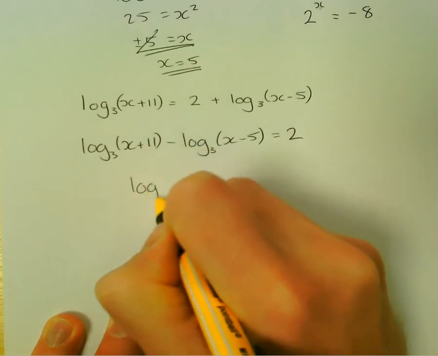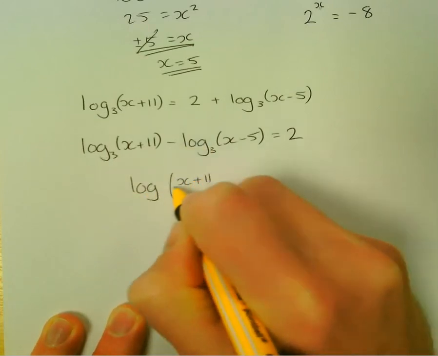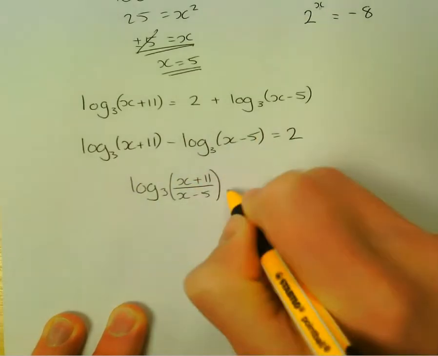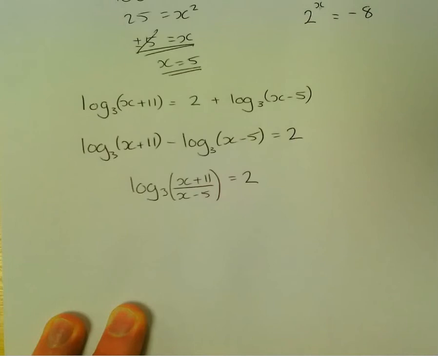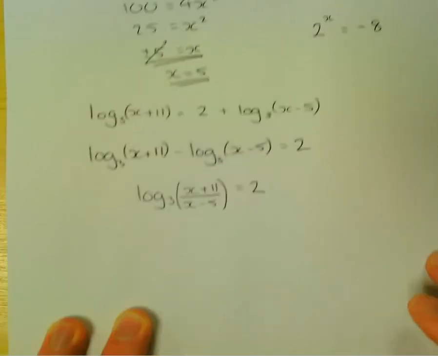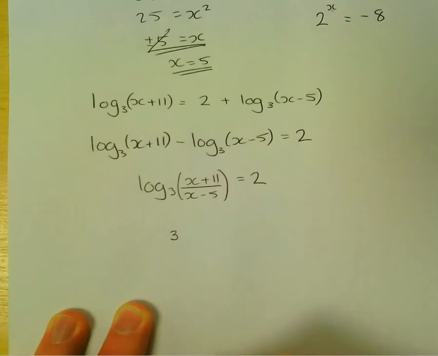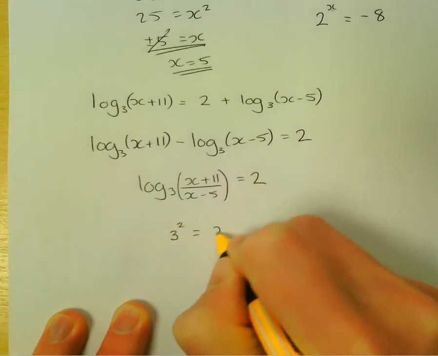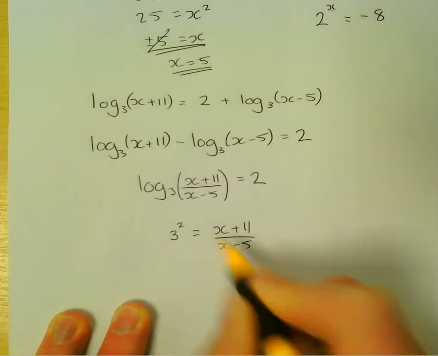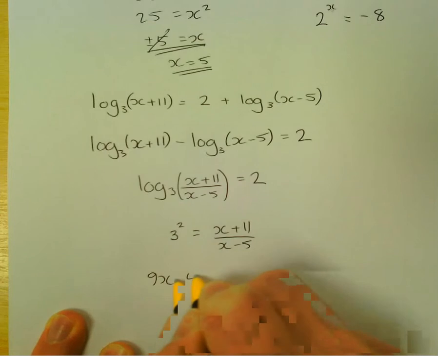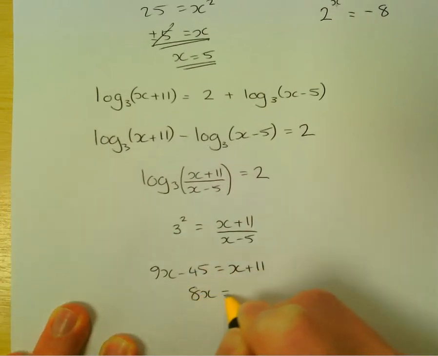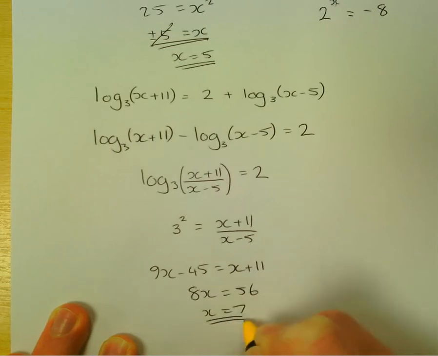So log of x plus 11, this term, divided by this term, to the base 3 equals 2. I'm now going to go back to my go-to thing. That's all I have to remember. So base value is 3, I'm going to raise it to 2, and that's going to equal x plus 11 over x minus 5. I can just tidy all this up now. So I'm going to have 9x minus 45 equals x plus 11. Solve the linear equation: 8x is 56 and x is 7.